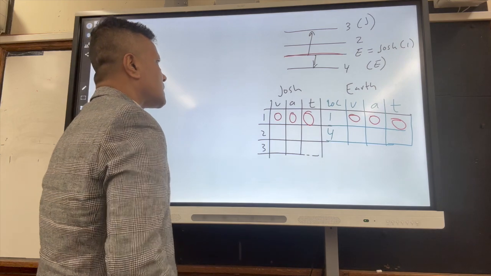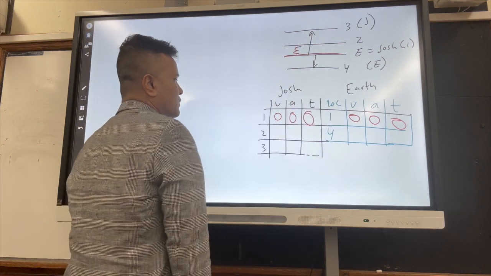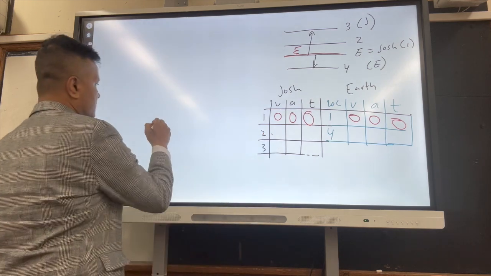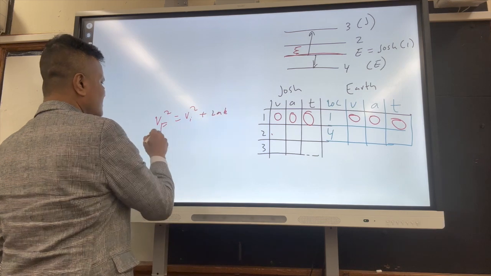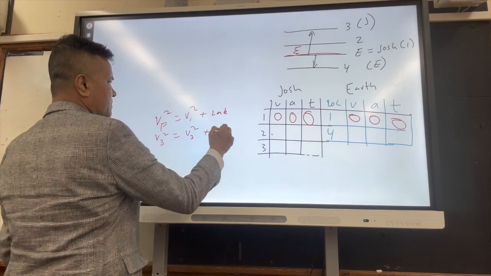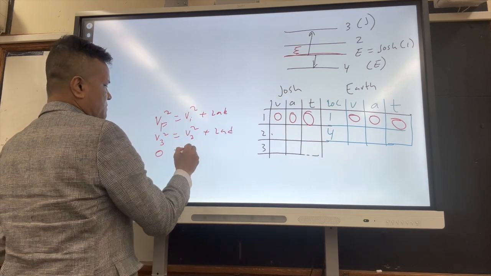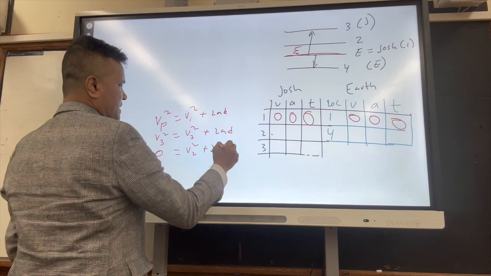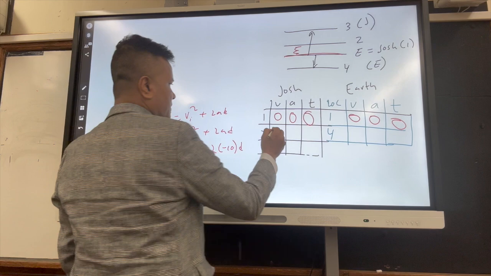Now, at location 2, what happened? He crouches between location 1 and 2. So we want to find the velocity. Vf squared is equal to Vi squared plus 2ad. So V location 3 squared is V location 2 squared plus 2ad. So 0 is equal to what? Negative 10d. So velocity at location 2 is 4.